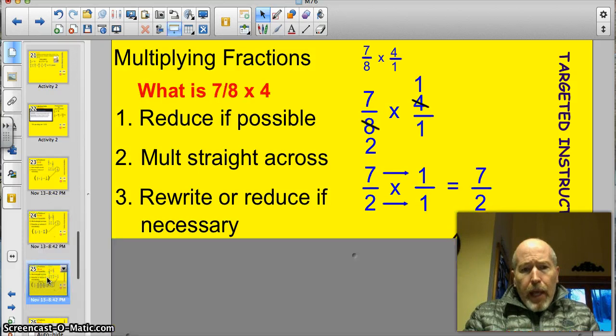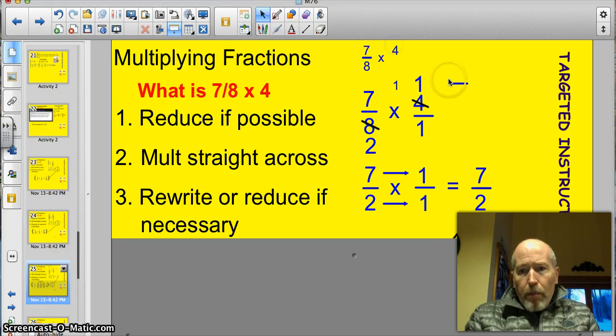All right. My last example, 7/8 times 4. Let's just move these around a little bit. So I got to make him longer to move, I guess. Oops. There we go. So here's my problem, 7/8 times 4.